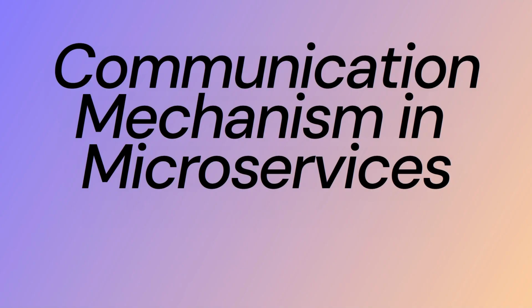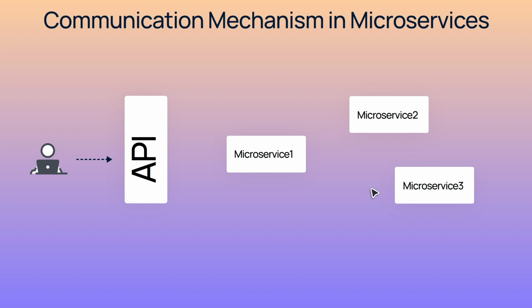In today's video, we will talk about the communication mechanism in microservices. So here is an example. Client sends a request to microservice 1 through API gateway. For example, microservice 1 needs some data from microservice 2 to process the request, and microservice 2 needs some data from microservice 3 to process the request. So here microservices communicate to each other to process the request.